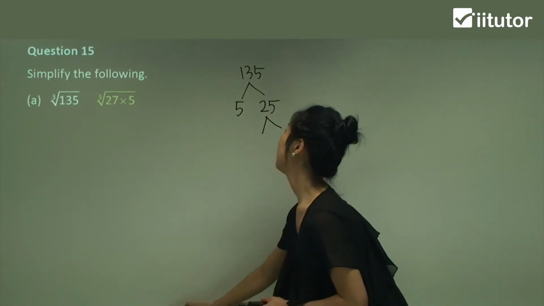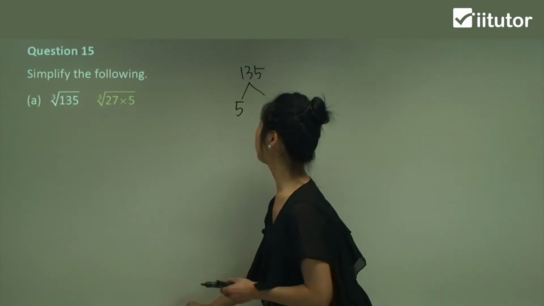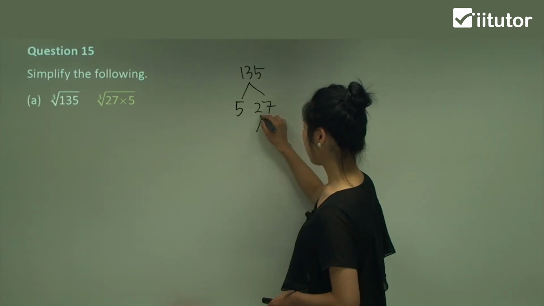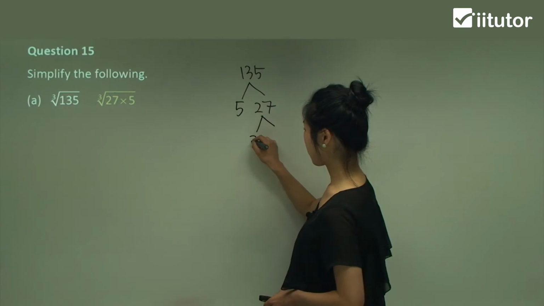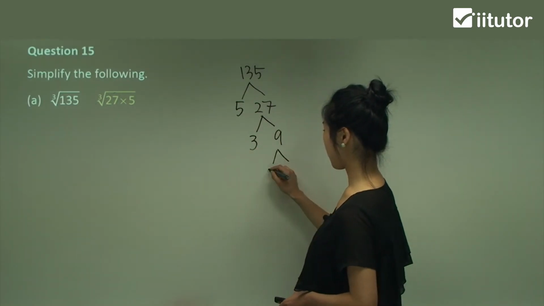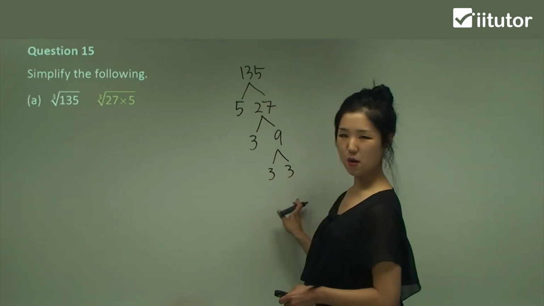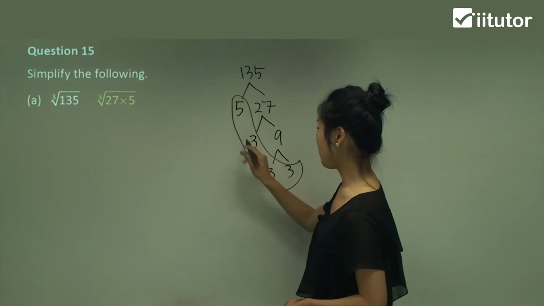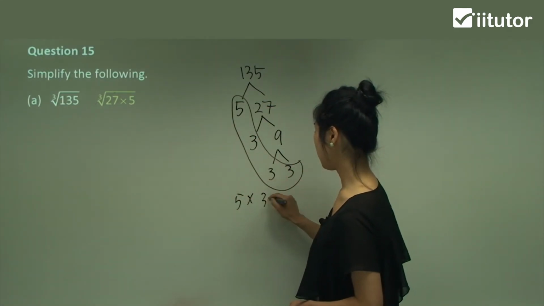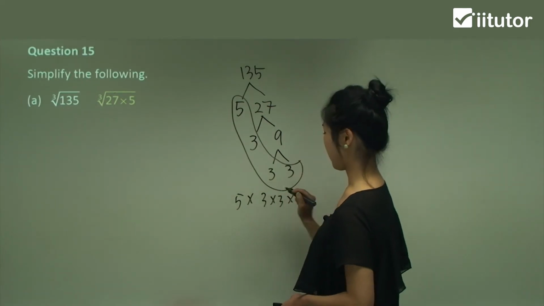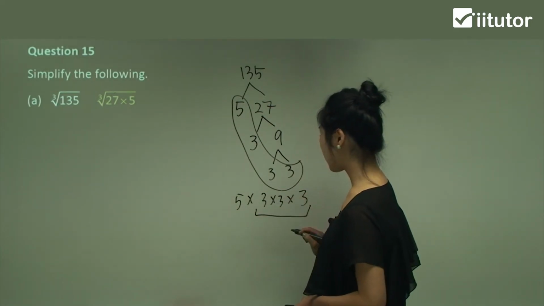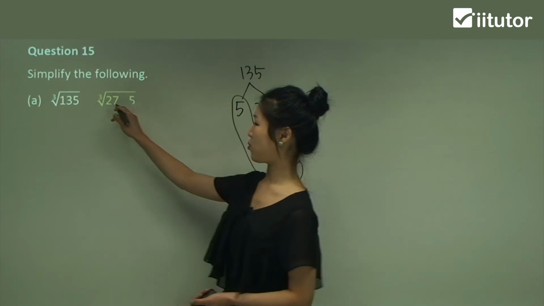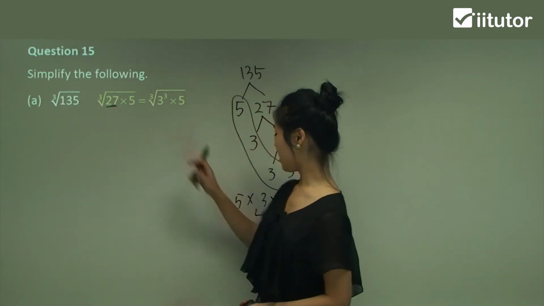Oh, sorry, that was wrong, wasn't it? 135 divided by 5 is 27, sorry, my mistake. And then you can see that 27, if I divide that by 3, I get 9. And if I divide that by 3, I get 3. And then we can't go any further, right? So we just look at the outermost left-hand side numbers. It's 5 times 3 times 3 times 3. And you can see that 3 times 3 times 3 is 3 cubed, which is a cubic number. 3 cubed is the 27 that I have here.